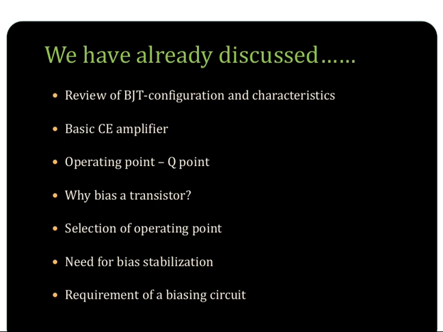So we have already reviewed the BJT configuration and characteristics. We discussed the basic common emitter amplifier. We analyzed how to fix the operating point. We discussed in detail the DC load line. Then why a transistor has to be biased properly in order to have healthy amplification. Then selection of operating point, need for bias stabilization. We also saw the requirement of a biasing circuit. What are the three requirements?